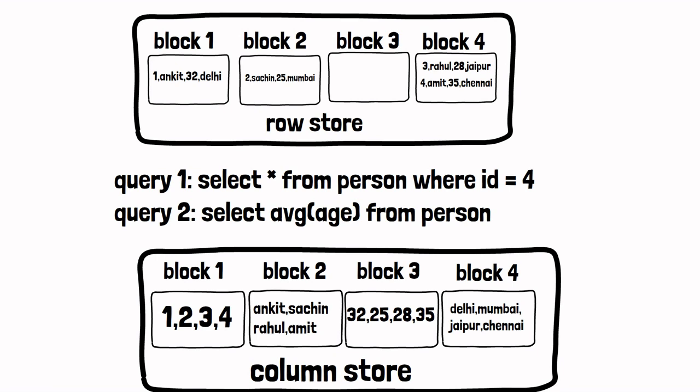Now if we run query 2 on row store, then our query will perform slower, because to get the age for all the rows, it has to read all the blocks, which will slow the query. So for query 2, row store will perform slower and the column store will perform faster. Some examples of column stores are Redshift and BigQuery.